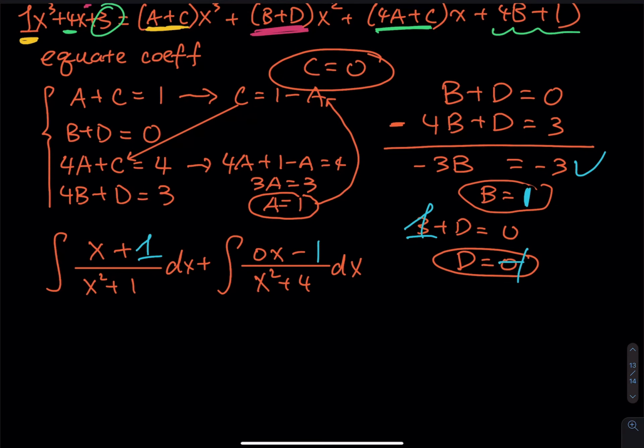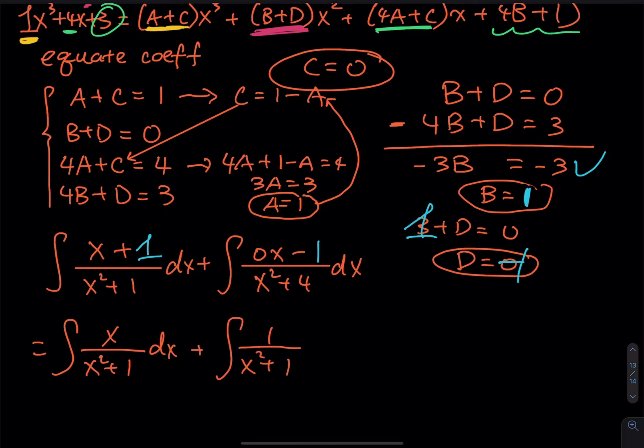Okay, the first integral. Let's break this down into 2. So we have x divided by x squared plus 1. That will be a u substitution. And then plus 1 divided by x squared plus 1. That is inverse tangent. And then the last one, we can use u substitution. 1 divided by... Oh, I don't think so. The last one is inverse tangent.